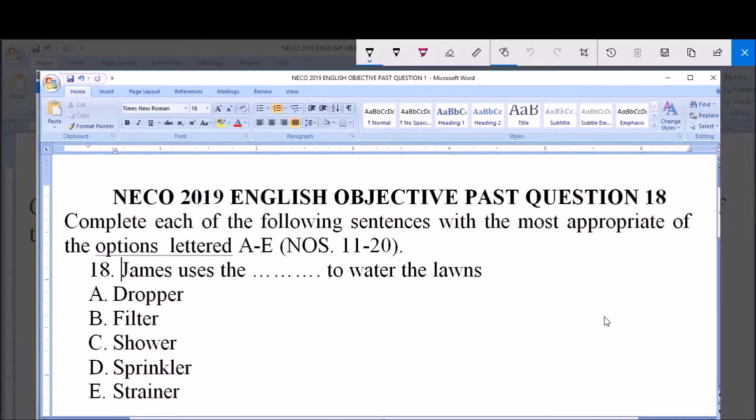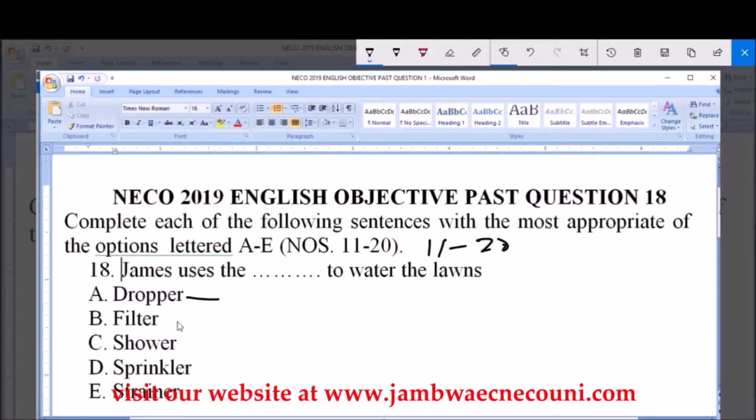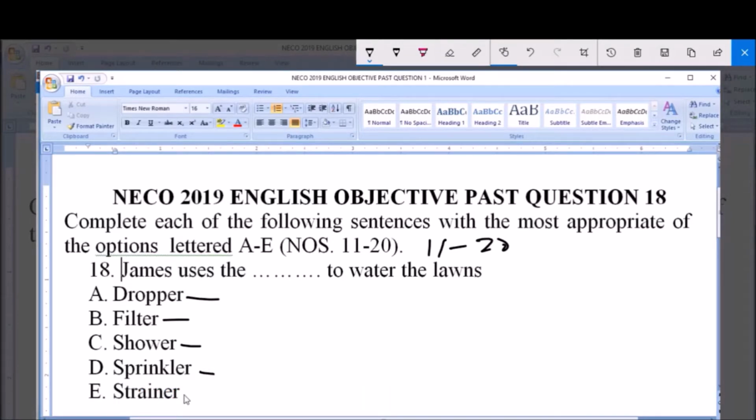Welcome. This is NECO year 2019 English objective past question number 18, and the instruction here says complete each of the following sentences with the most appropriate of the options lettered A to E. We are using this instruction to answer question 11 to 20, and question number 18 says James uses the dash to water the lawns. Option A says dropper, option B says filter, option C says shower, option D says sprinkler, option E says strainer.